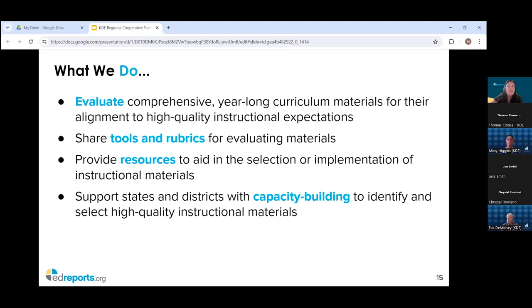To fulfill our mission, EdReport evaluates comprehensive, year-long curriculum materials to assess their alignment with high-quality instructional expectations. We share tools and rubrics that states, districts, and schools can use to evaluate materials before adoption, and we provide those resources to support the selection and implementation of instructional materials. Additionally, we assist states and districts with capacity building efforts to help them identify and select high-quality instructional materials.